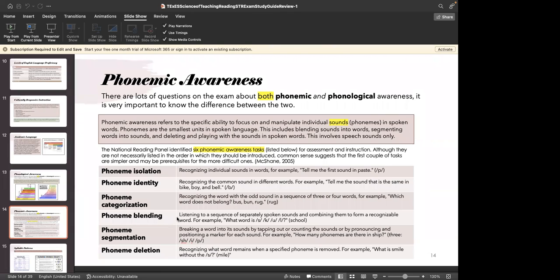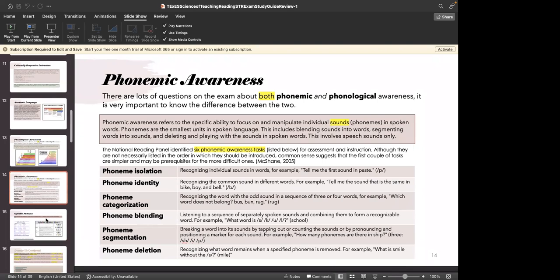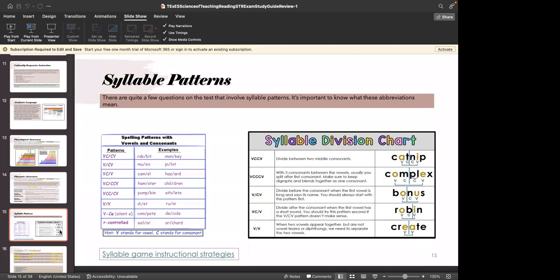It's actually phonological awareness that is the larger umbrella. Phonemic awareness is underneath it. Phonological awareness also includes their knowledge of the alphabetic principle, their knowledge of phonics, and we'll go into greater detail here. Here are the common spelling patterns. Syllabication, division, the different syllables, ways in which we can have them.